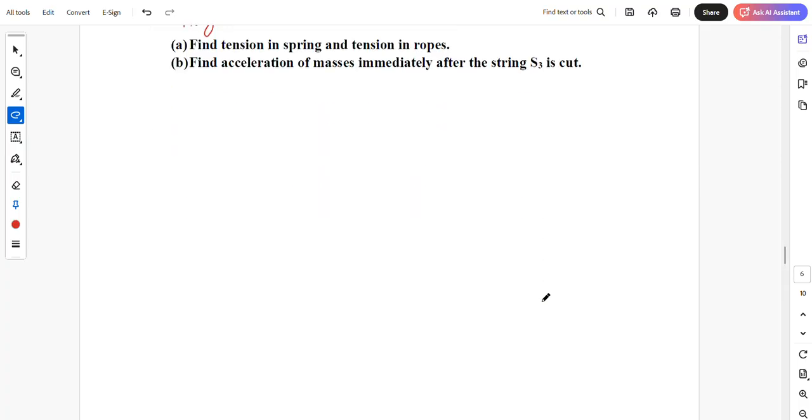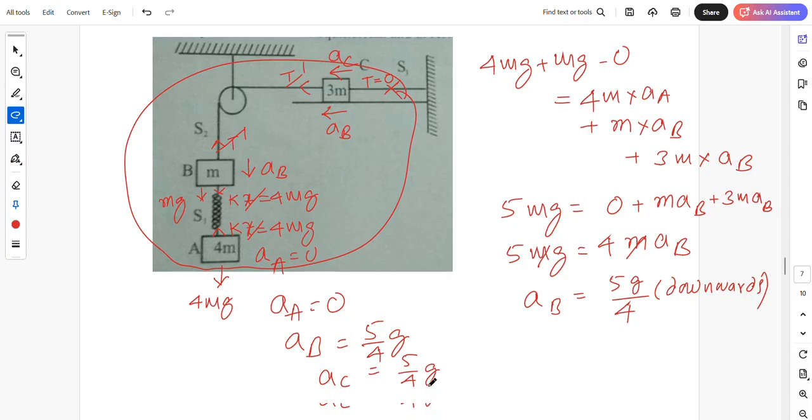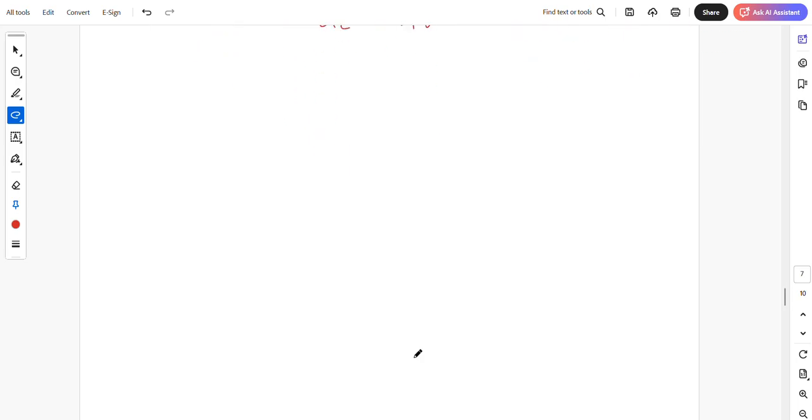Okay, string S3 is cut. Now AA is equal to 0. AB is equal to 5 by 4 g, downwards. AC, I can call this AC, block C. This is AC, same as A, that is equal to 5 by 4 g. This is downwards, and this is leftwards again. Now anyway, we'll go to the next problem.